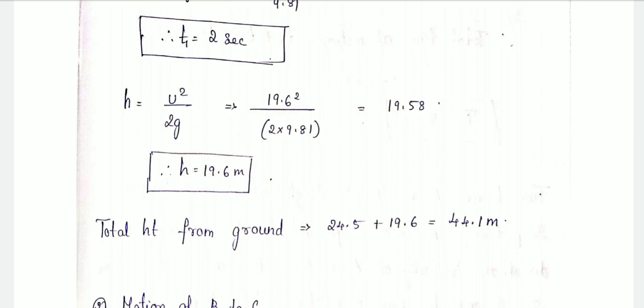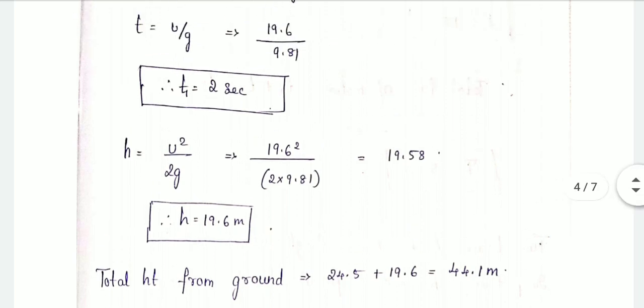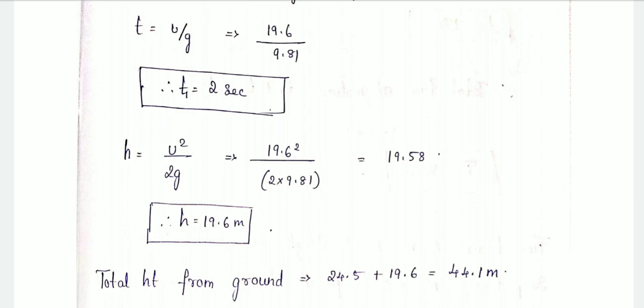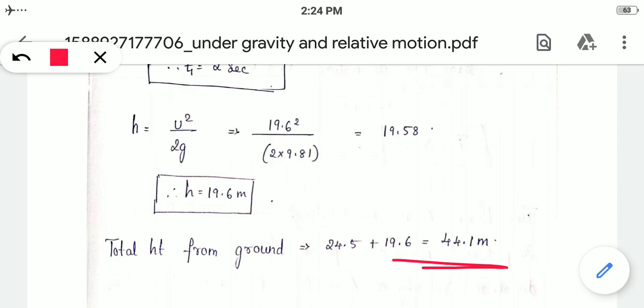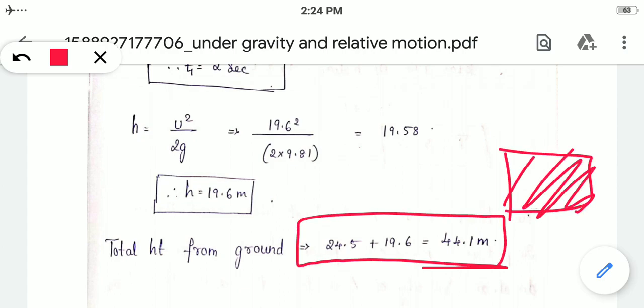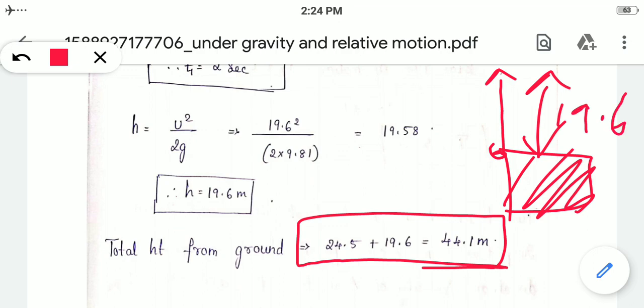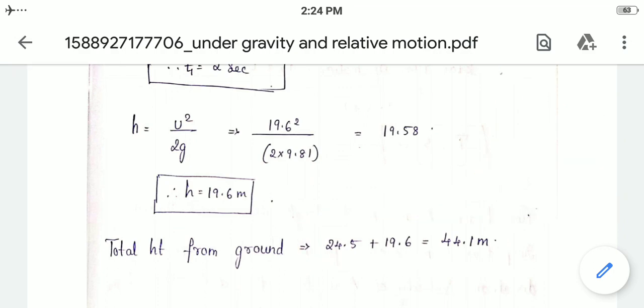So what will be the total height from the ground? Already your building is 24.5 meter and the height from that to where the ball reached is 19.6 meter. So the total height from the ground will be 44.1 meter, because you are already standing on a building and throwing the ball up. So the total height will be 24.5 plus 19.6, that is 44.1 meter.